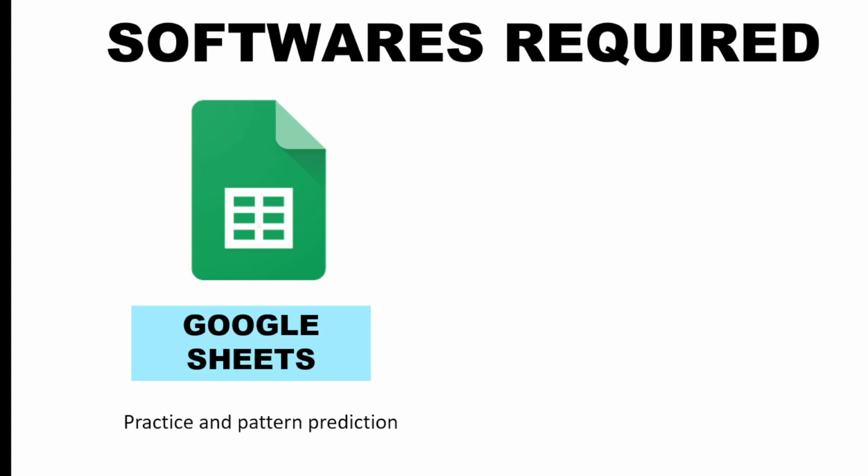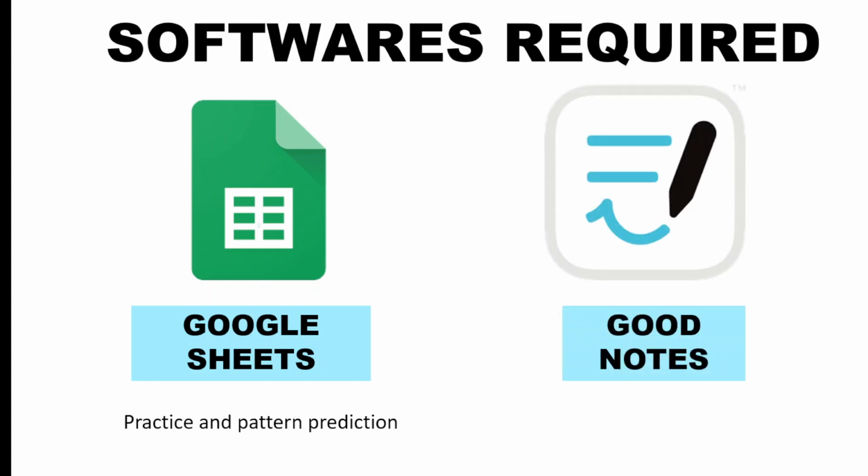Google Sheets, obviously, for practice, mostly for pattern prediction, not for practice in this case, and Good Notes for writing practice. And obviously, if you don't have Good Notes, you can use pen and paper. I think using Good Notes for writing practice is probably an overkill, but let's go.